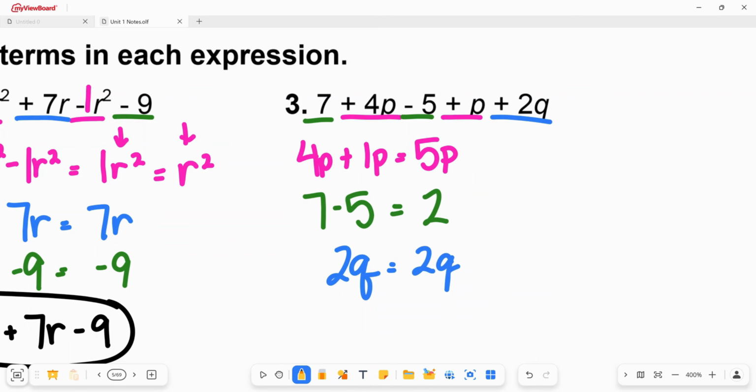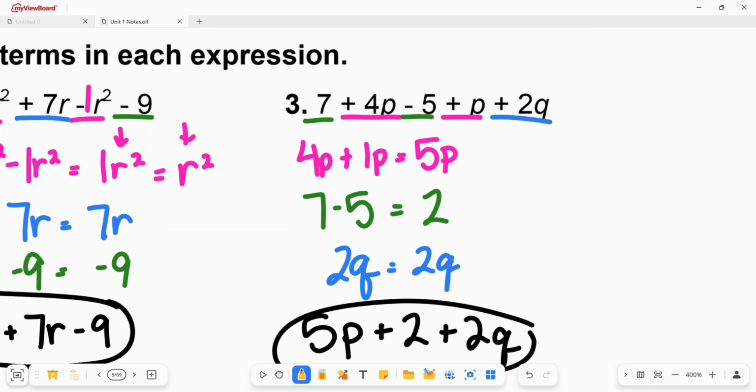Now that one was a little bit confusing because why would they use 2 letters that are very, very similar like that? But it is what it is. Just make sure you know what you're working with. So positive 5p, a positive 2, and a positive 2q are going to give me those answers.